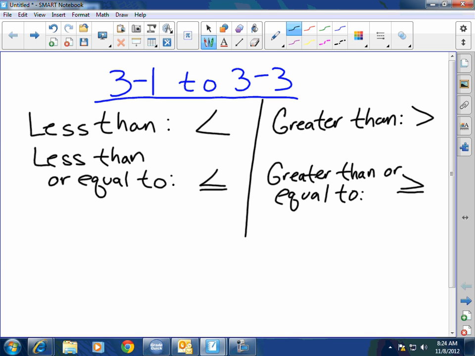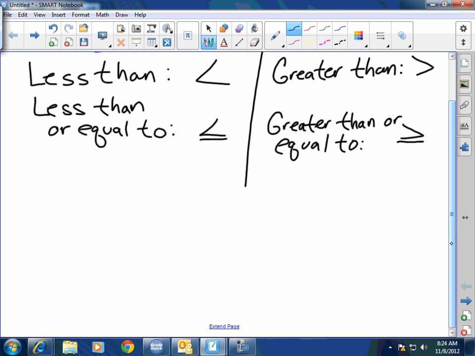Okay? Now, the difference between an inequality and an equation is that in an equation you have one set final answer. In an inequality, you can have an infinite number of answers. Now, what am I talking about? Let's see the difference. Let's say I have x plus 3 equals 7, but then let's say I have x plus 3 is greater than 7.